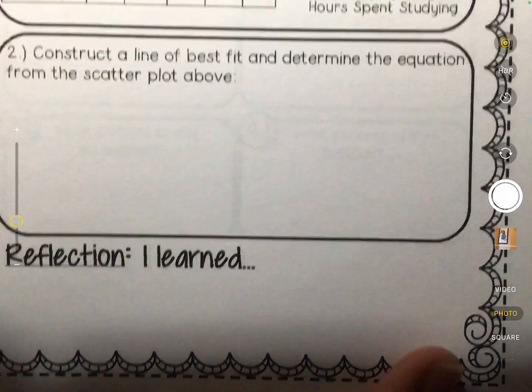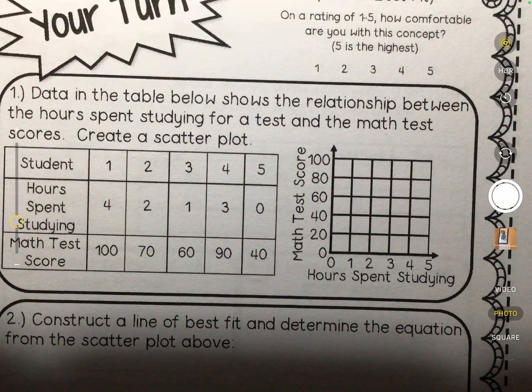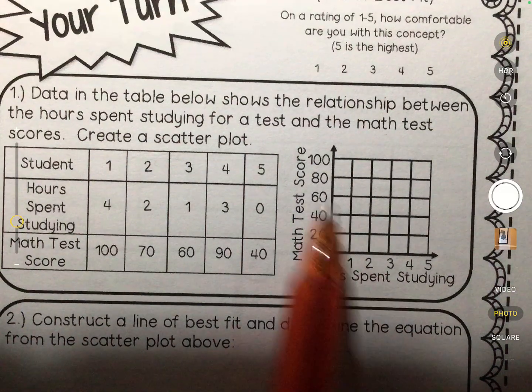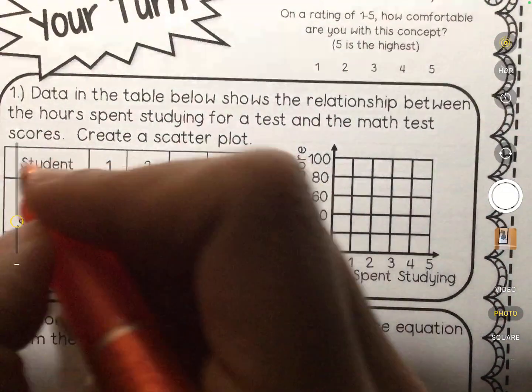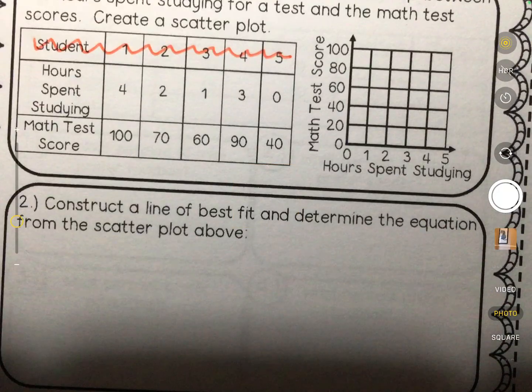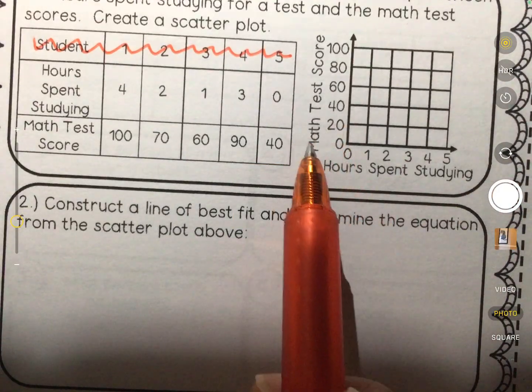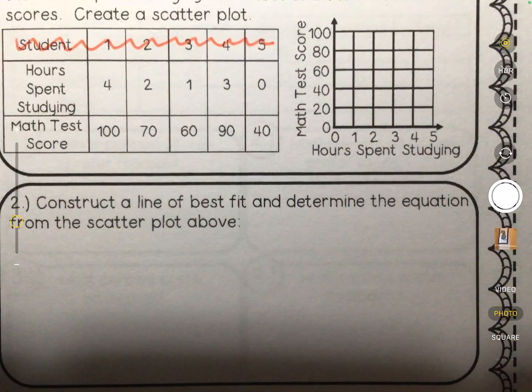number 1 on this page. It says to create a scatter plot. Remember, there are 3 things here, and I need to cross out the one that I don't care about. If it's not on the X and the Y, then I don't need it. So this student one here is extra. I do not need that one. This was hours spent studying and our math score. So if you'll go ahead and start plotting your points.